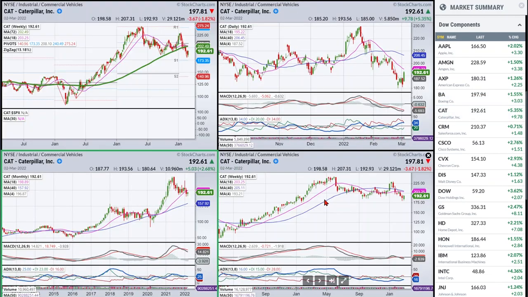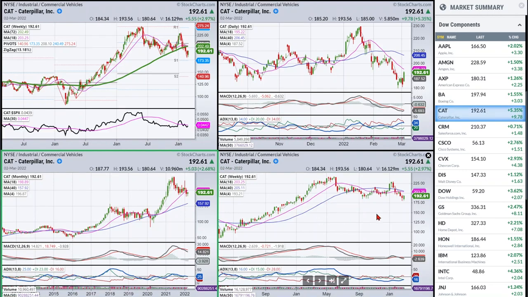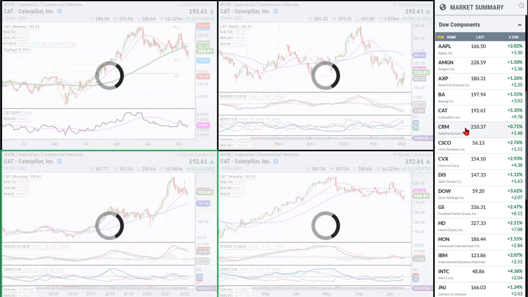Caterpillar got hit really hard. Now, I know yesterday was a good day for this stock, but I don't like the fact that this 18 and 40 have rolled over on top like this. And I would think, yeah, we could get a short-term rally, but probably as we cross over into 200, this is going to struggle a little bit.